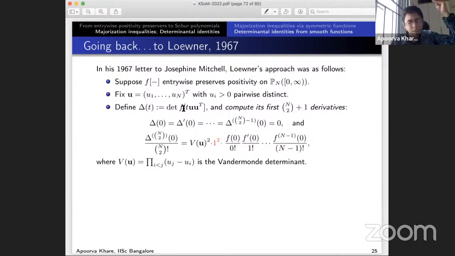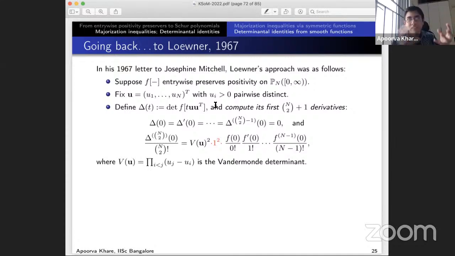Now forget Loewner, forget Macdonald and Muirhead and majorization. Just look at the following simple question. Take a smooth function, take pairwise distinct positive scalars. Look at this function of t: Delta of t is the function applied entry-wise to t times u transpose. That's a square matrix. Take the determinant. That's a function. Compute the Taylor coefficients of this function. That's it. It's a calculus question. There's no Loewner around anymore. Just think of this question, right?